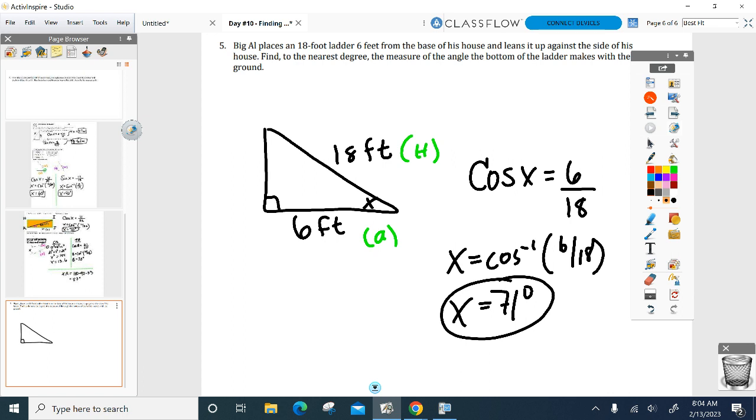Rhombus. Anybody remember the diagonals of a rhombus? Perpendicular. So there's your right triangles, and they bisect each other, remember. Okay? And they split the angles they're drawn to in half. They split the rhombus angles in half.